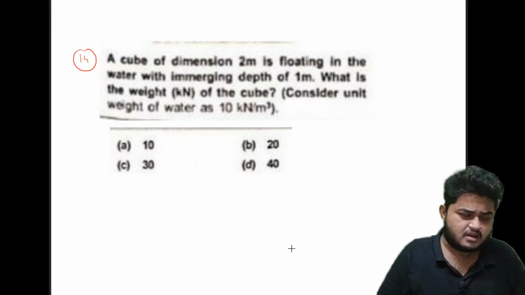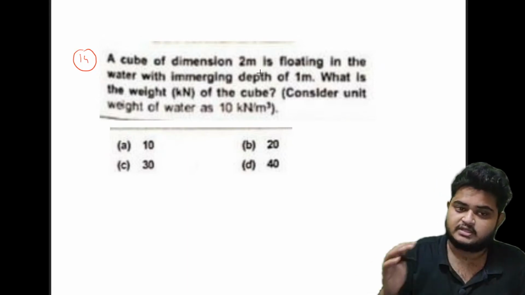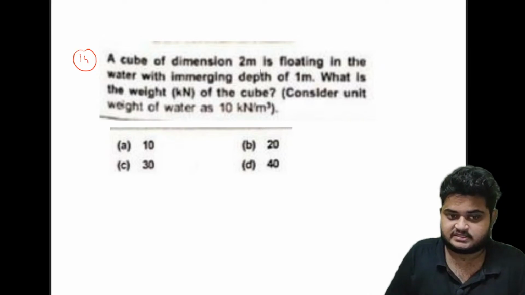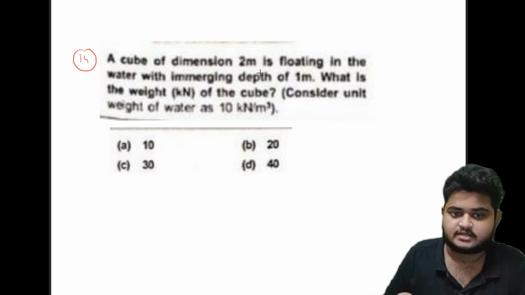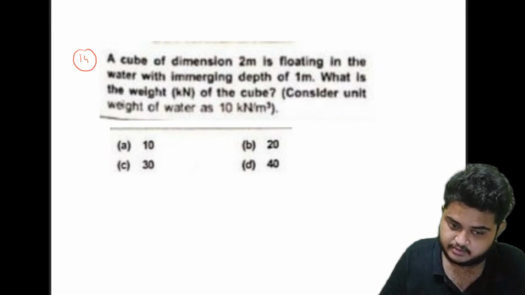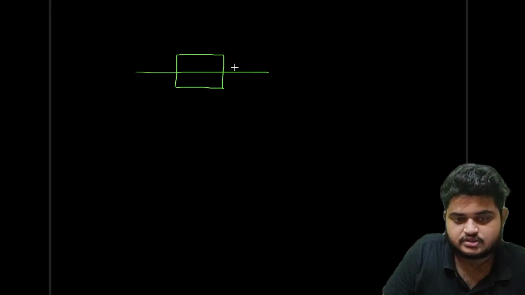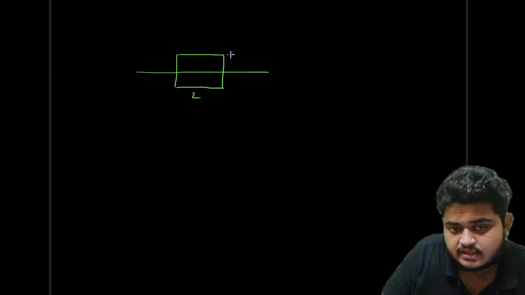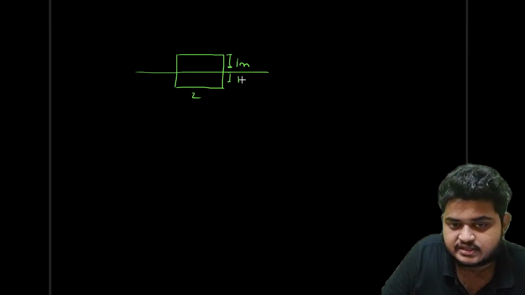Now this question is saying a cube of dimension 2 meter is floating in water with emerging depth of 1 meter. What is the weight of the cube? Unit weight of water is given as 10 kilonewton per meter cube. So this is the condition: this is a water surface, and the cube of dimension 2 is in it, with 1 meter above and 1 meter below.